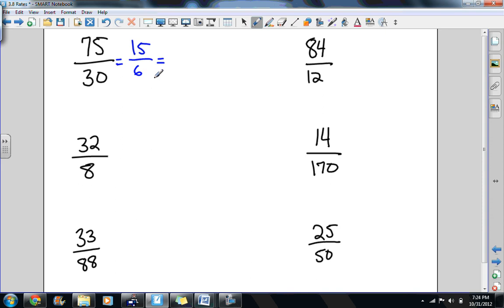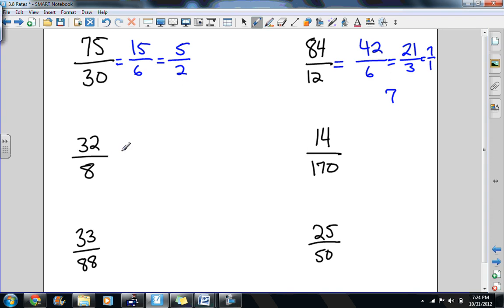And this simplified as a fraction, I can divide by 3, so I get 5 over 2. This one over here, we got bigger numbers, but they're both even, so I can divide by 2 on the top and the bottom. 84 divided by 2 is 42, and 12 divided by 2 is 6. Well, they're still even, so I can still divide by 2. That gives me 21 over 3. And I can divide by 3 now on the top and the bottom. I'm running out of space, but I get 7 over 1, and that's just 7. Okay, I want you to try the other 4 on your own and see what you get.